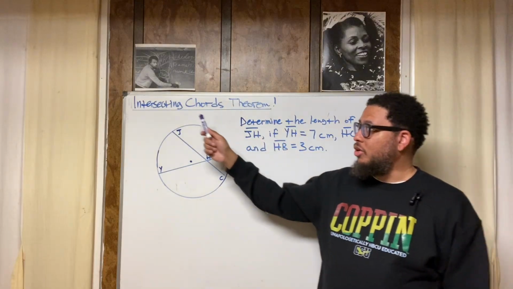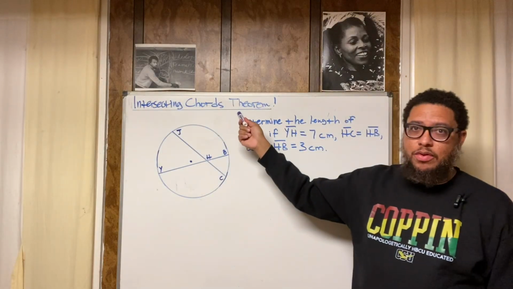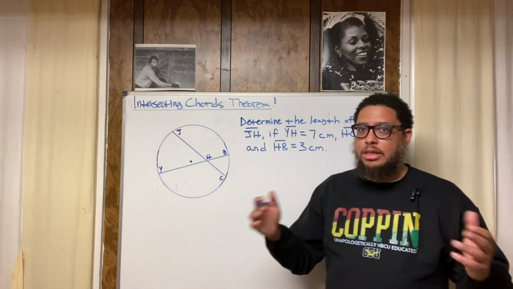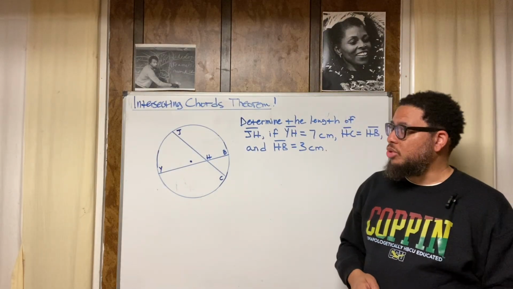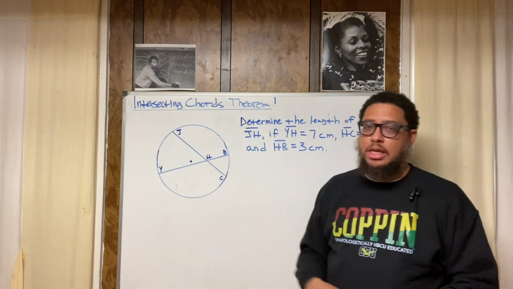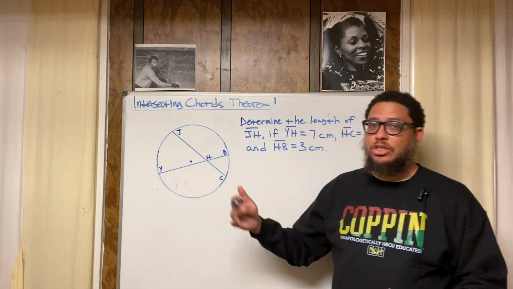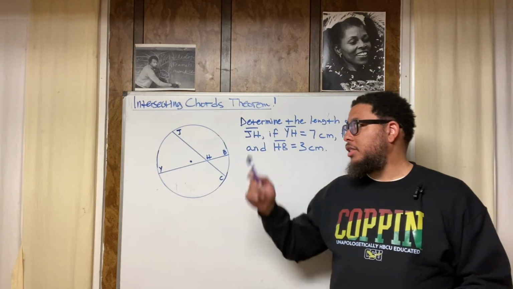And we're about to talk about the intersecting chords theorem. The intersecting chords theorem is one of the many theorems in geometry that enables us to solve for missing lengths within a problem, in particular, in a circle. Now let's look at the question.